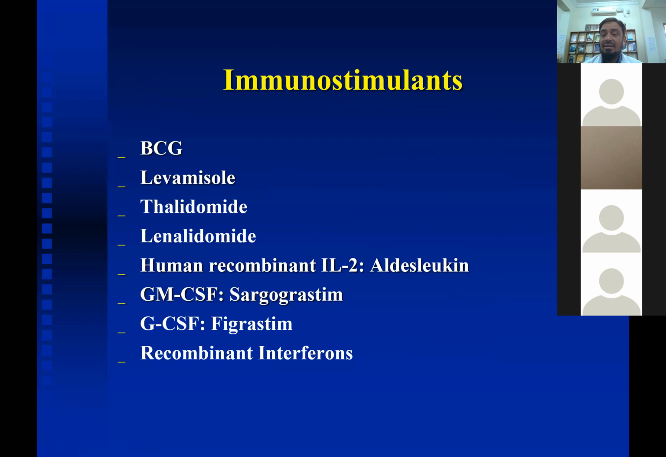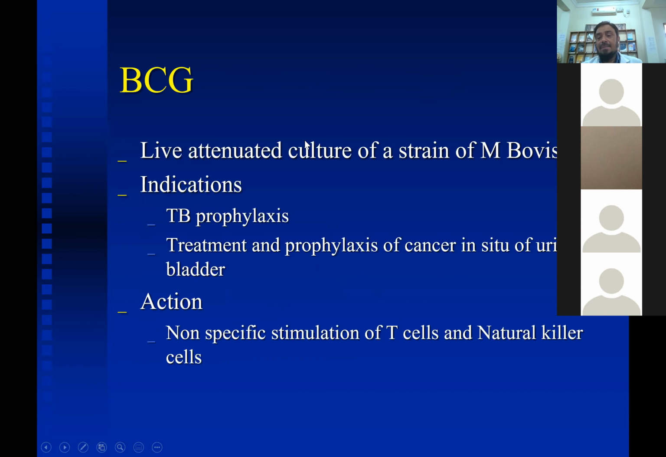So remember the names of immunostimulants at least. They are BCG, levamisole, thalidomide, and lenalidomide. Then you have interleukins, that is recombinant interleukin 2. You have colony stimulating factors, GM-CSF, GCSF, and you have recombinant interferons. So remember the names of these immunostimulants.